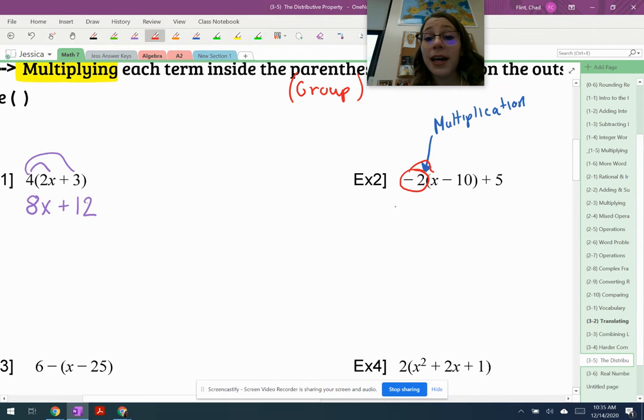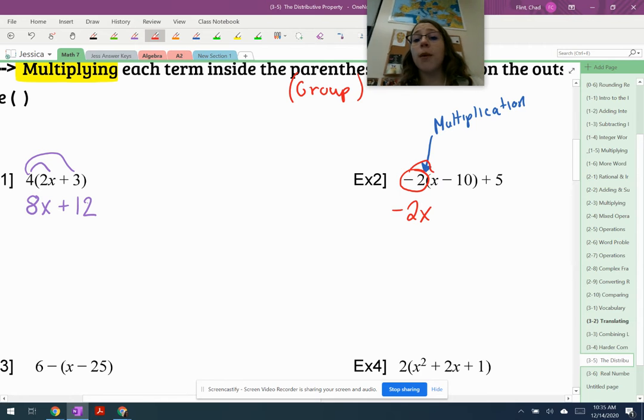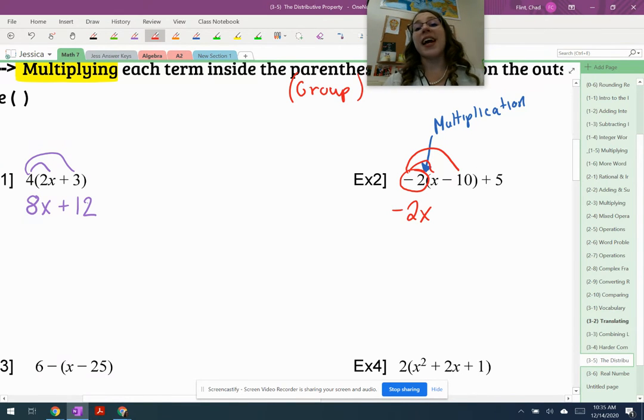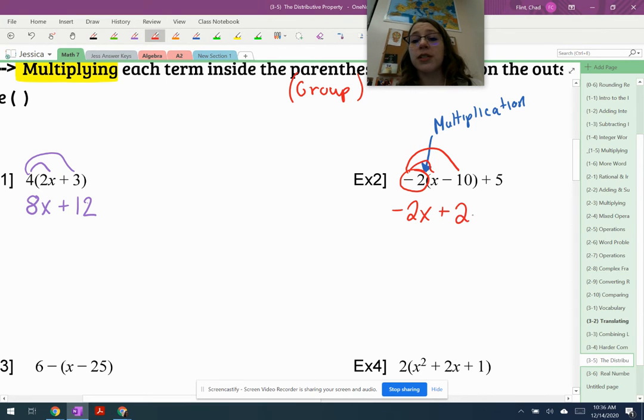-2 times x is -2x, because remember, the number in front of that x is just a 1. -2 times 1 is just -2. And now that -2 also needs to get multiplied by the -10. And yes, that negative is associated with the 10 there. A negative times a negative is a positive. 2 times 10 is 20.